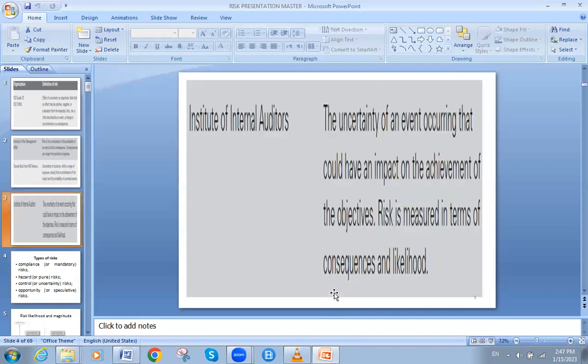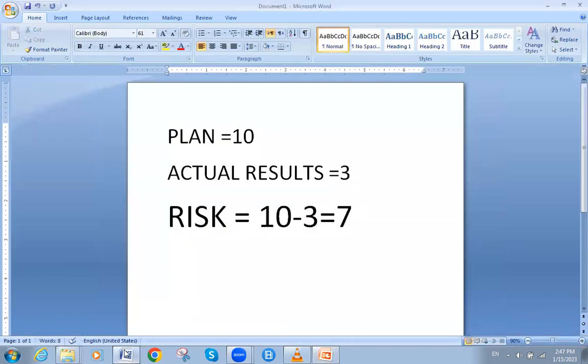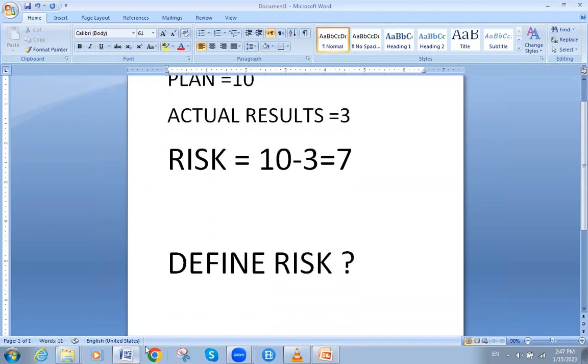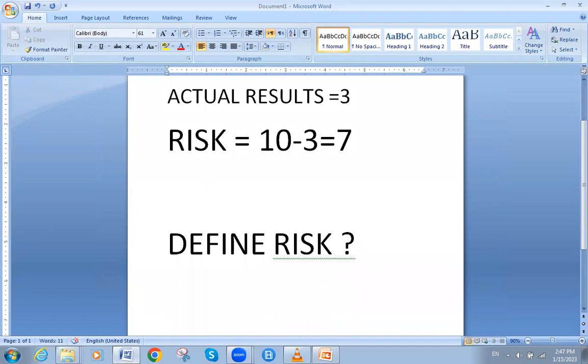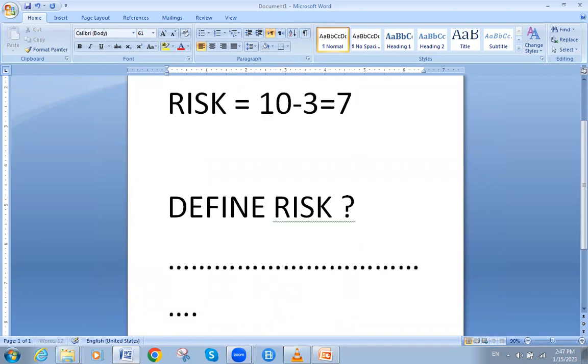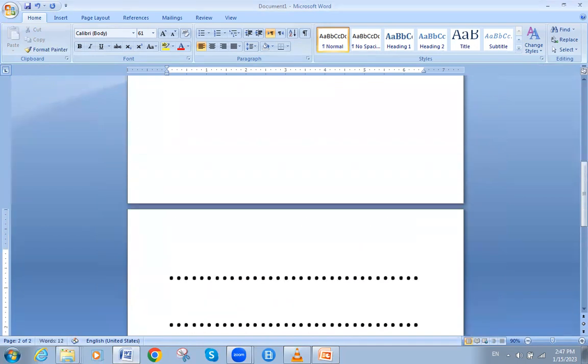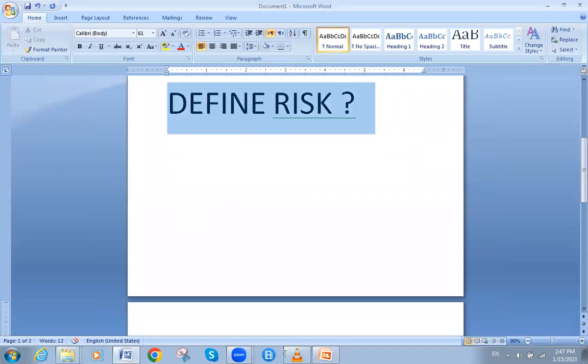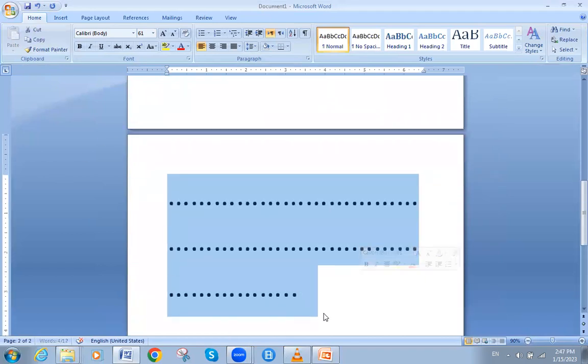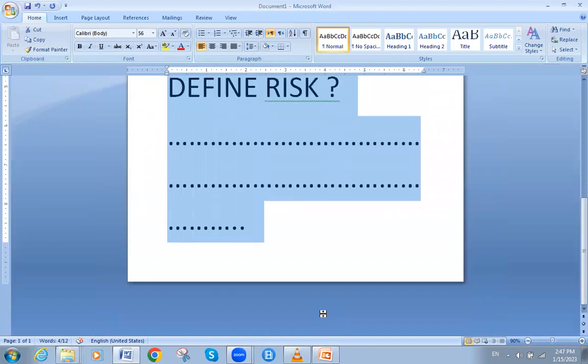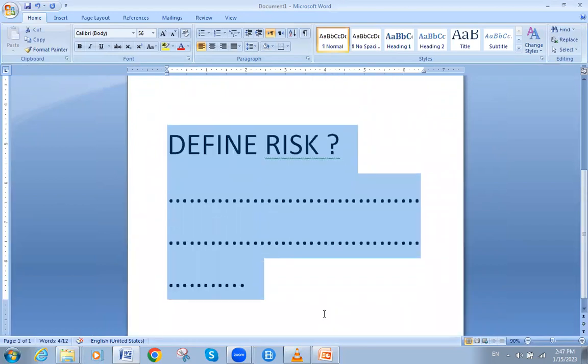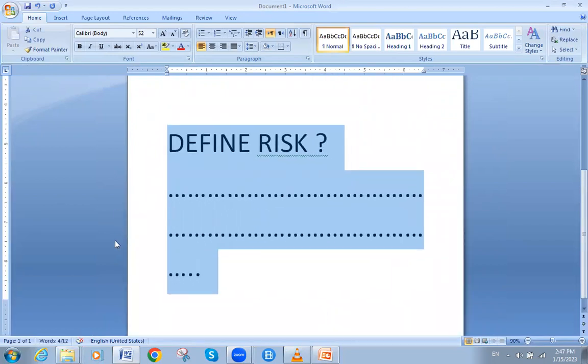So those are the definitions of risk, and that leads me to the first question today: define risk. You don't need to write all these definitions, you can write only one of them. That will be fine. I want you to focus on the idea that risk is the gap between the actual and the expected results. This will be our first question today. Define risk.